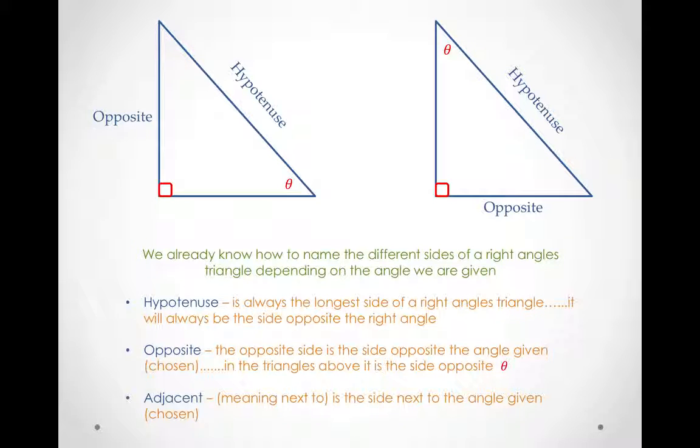The last one is the adjacent side of a triangle. Adjacent means next to, and this is the side that is always sitting next to the angle, or, as somebody said, the side in between the right angle and the angle that is missing.